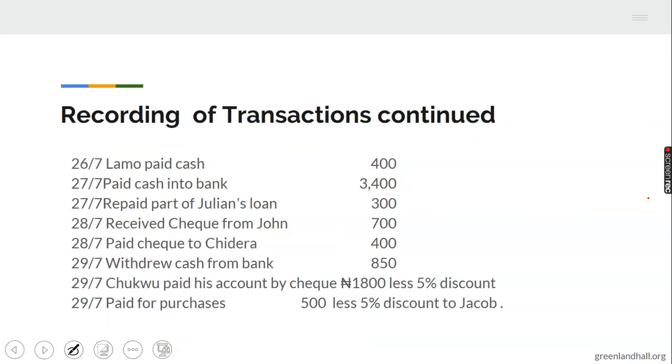We have other transactions. 26/7 Lamo paid cash 400 naira. 27/7 paid cash into bank 3,400 naira. 27/7 paid part of Julian's loan 300 naira. 28/7 received check from John 700 naira. 28/7 paid check to Shidera 400 naira. 29/7 withdrew cash from bank 850 naira. 29/7 Shuku paid his account by check 1,800 naira less 5% discount. And 29/7 again paid for purchases 500 naira less 5% discount to Jacob.